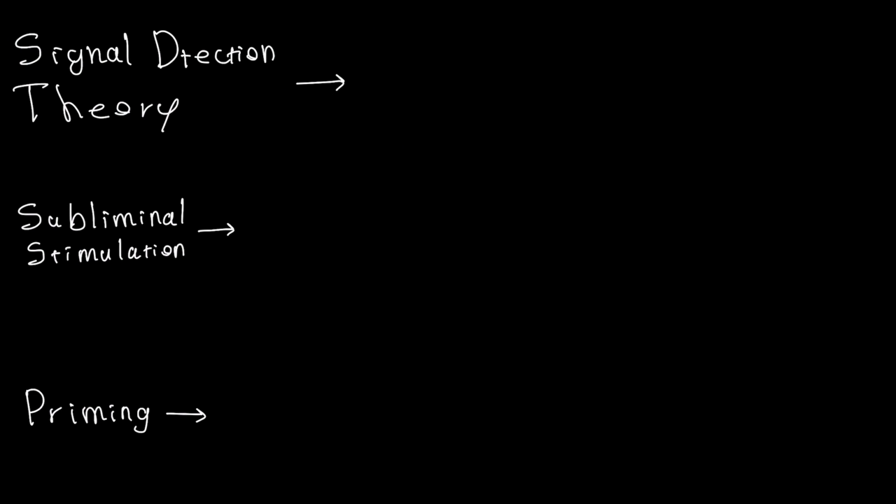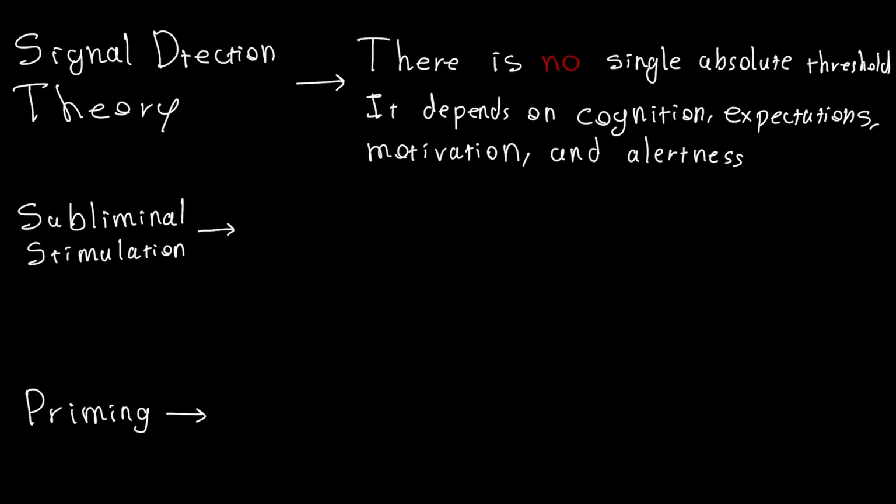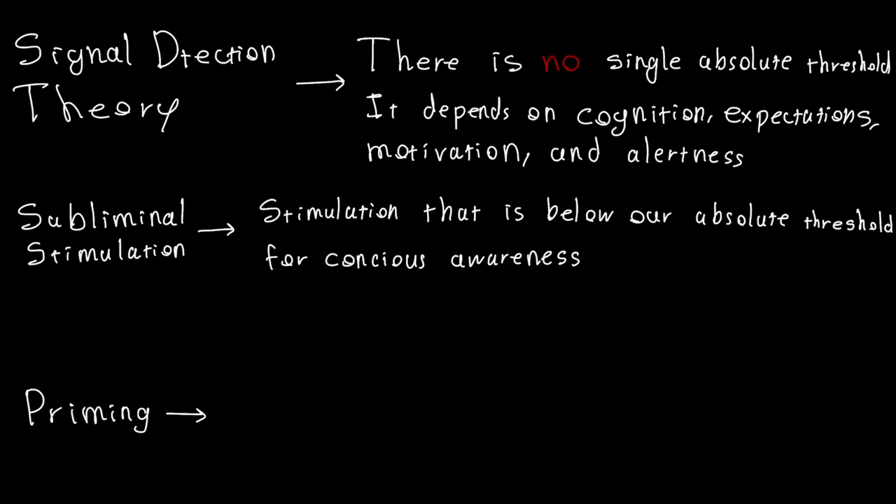Now let's talk about signal detection theory. Signal detection theory says that there is no single absolute threshold of stimuli. It says that absolute thresholds depend on cognition, expectations, motivation, and alertness of the person at the time that they are receiving the stimulus. Now, subliminal stimulation is the concept that there's stimulation that is below our absolute threshold for conscious awareness. So there's stimulation, but we can't sense it.